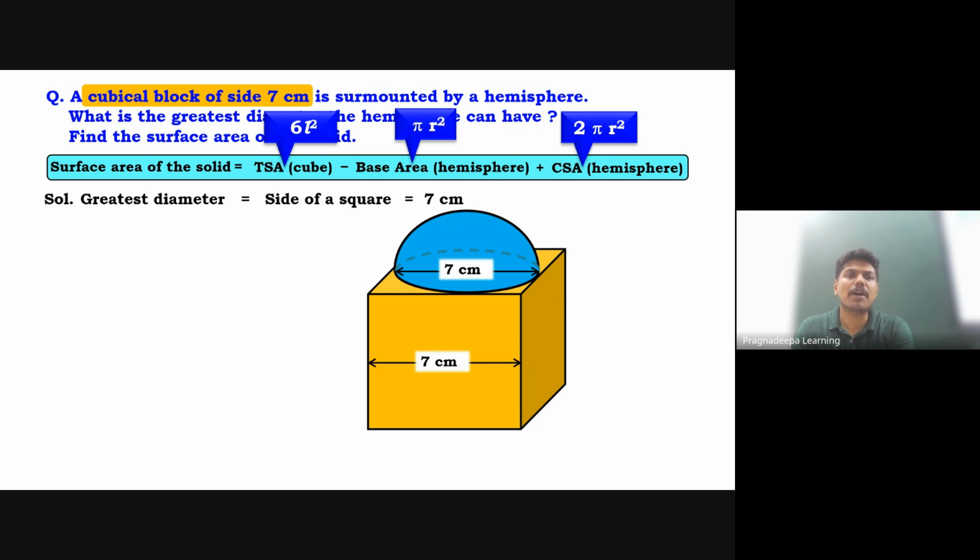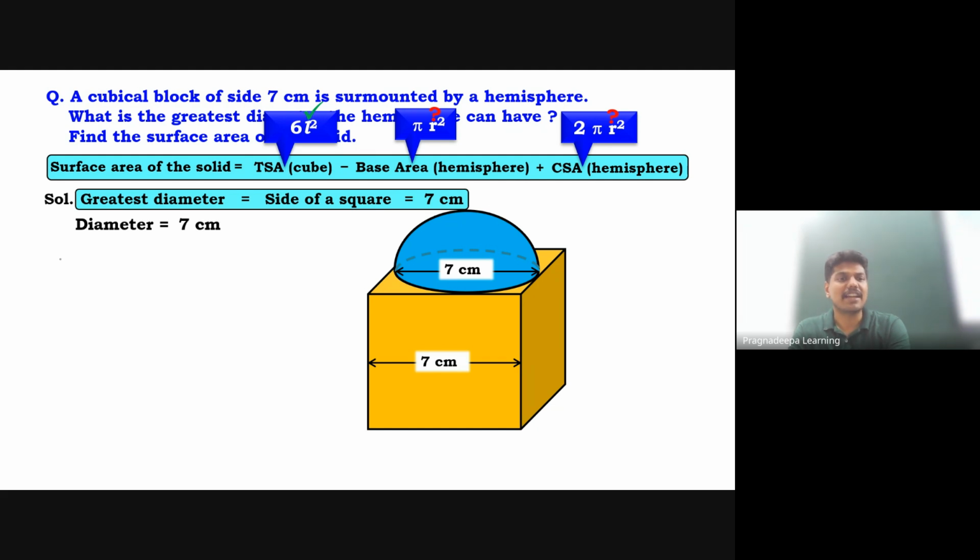Since we know that the cubical block is of side 7 centimeter, definitely we know the side, that is L, is known. So do we know the radius? Definitely yes, because the greatest diameter of that hemisphere is nothing but 7 centimeter, therefore the radius would be 7 by 2, correct? Essentially, you can write 3.5 or you keep 7 by 2 itself, students. Let's keep this for calculation purpose. So both the R's, everything is done.